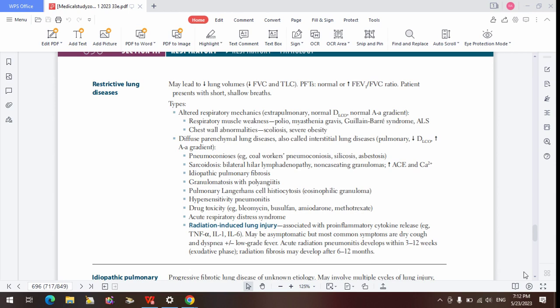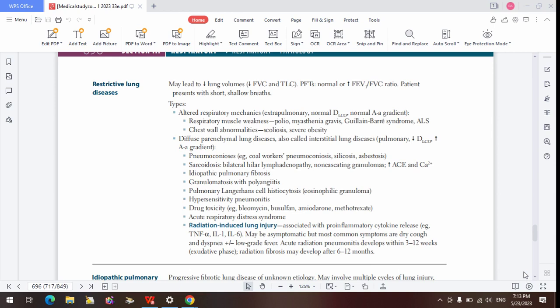Chest wall abnormality, so there's no problem with the respiratory muscle now, it's the chest wall. Is it that the shape is abnormal? Someone has kyphoscoliosis. So from kyphoscoliosis, there's abnormal curvature of the spine and the chest wall anteriorly. So the chest wall is not able to expand and fill in with air accordingly, because the capacity of the chest wall has been reduced.